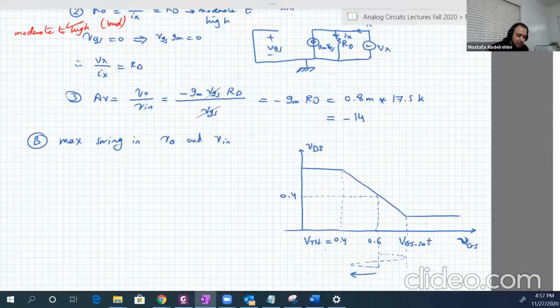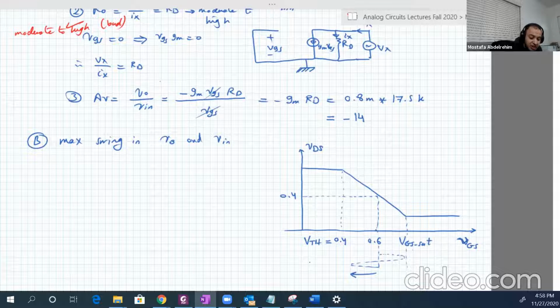So there are limits, and this question here is to know the limits. What is this limit? Of course, if we know that VGS SAT minus 0.6 is larger than 0.2, which is 0.6 minus 0.4, then the limit is 0.2 in input. And we can calculate the corresponding swing in the output. Good.